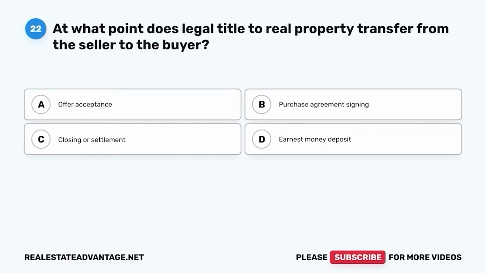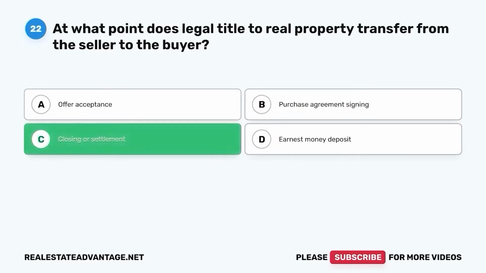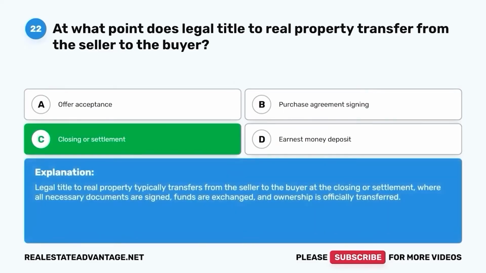Question 22. At what point does legal title to real property transfer from the seller to the buyer? A. Offer acceptance. B. Purchase agreement signing. C. Closing or settlement. D. Earnest money deposit. The correct answer is C. Closing or settlement. Legal title to real property typically transfers from the seller to the buyer at the closing or settlement, where all necessary documents are signed, funds are exchanged, and ownership is officially transferred.